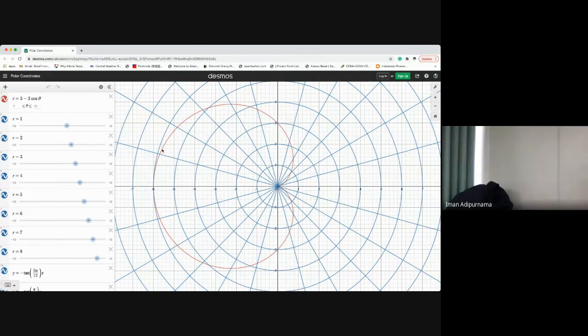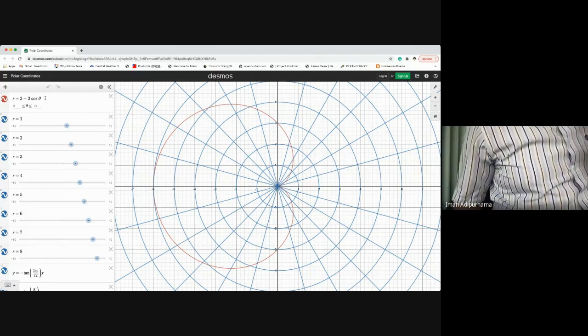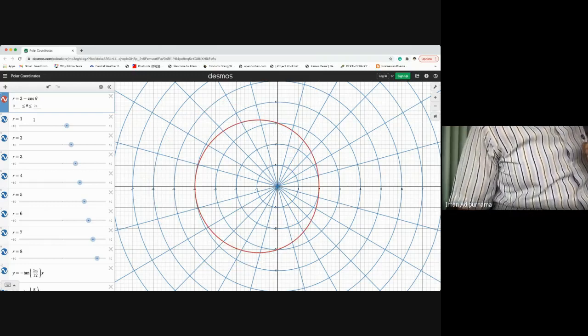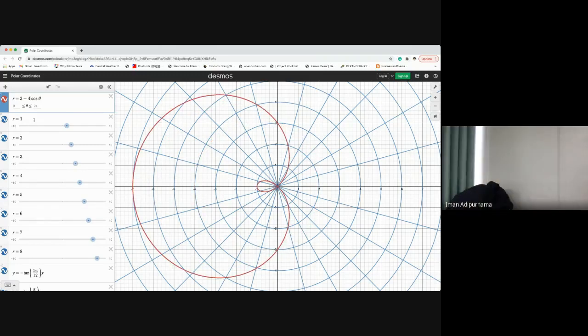the shape. So this is maybe too small, but it's 3 minus 3 cosine theta. You can actually change all the r if you want, but this is already in r equal 1, r equal 2, r equal 3. So it's a polar grid, and this red line is the polar curve, and this is 3 minus 3 cosine theta. So let's change to other. For example, let's change to 4. So it will have exactly here a loop. The distance is 1, and the distance here is 3 plus 4. It's negative 7 here. It's 7.